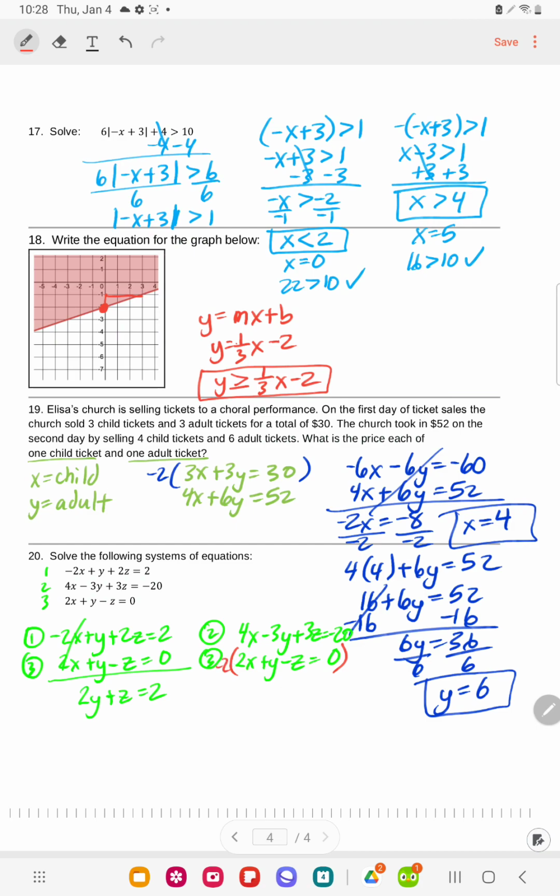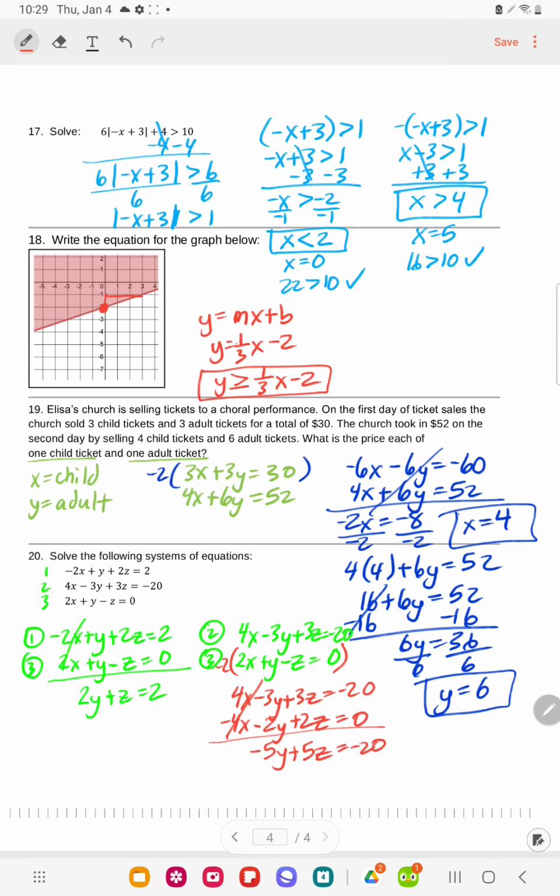The reason why we're canceling out the x's is because when we compared equation 1 and 3, our new simplified equation is 2y plus z equals 2. There's no x in sight, and we're going to try to do the same thing where we have no x in sight for equations 2 and 3 combined. So rewriting this, we have 4x minus 3y plus 3z is equal to negative 20. And then for our second equation, we have negative 4x minus 2y plus 2z equals 0. The 4x and the negative 4x cancel each other out, and we're left with negative 5y plus 5z equals negative 20.